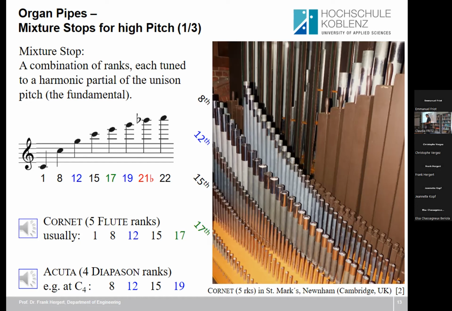And the second example is a typical mixture, which does not contain tierce, a major third. It's only octaves and quints, and the sound example has the unison with it. So what you hear is 1, 8, 12, 15, and 19.